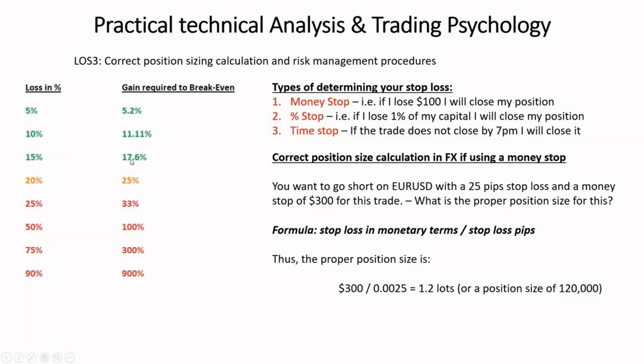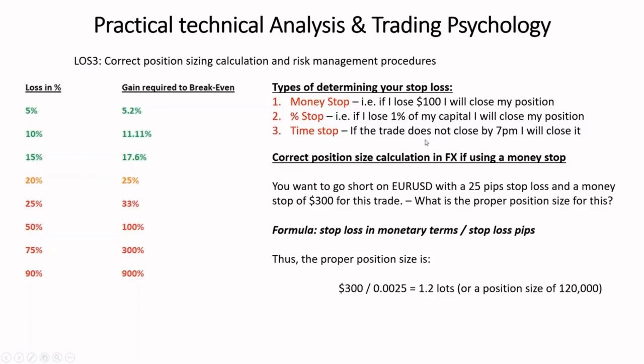What are the types of determining your stop loss? There are 3 types of stops. You can have the money stop. For example, if you lose $100, you will close your position. You have the percentage of capital stop. For example, if I lose 1% of my capital, I will close my position. And you also have the time stop. For example, if the trade does not close by 7 p.m., I will close it.